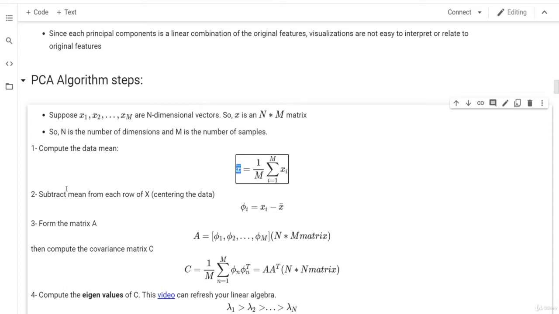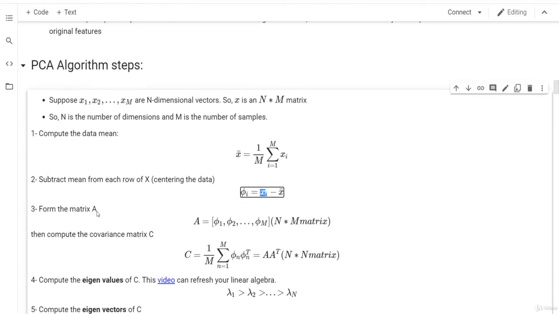And the second step, after computing the global mean of the data, is to subtract the mean from each row of x. This is basically called centering the data, and you can revise this part in the statistics and probability sections of the course. We will call the data after centering phi. So each phi corresponds to the original example after subtracting the mean. We compute the data mean once, and then we subtract it from each row.